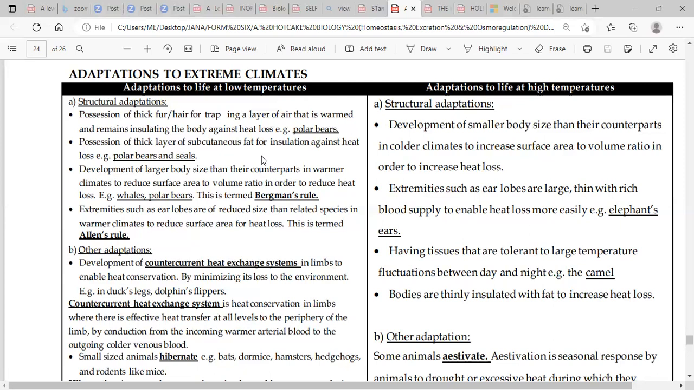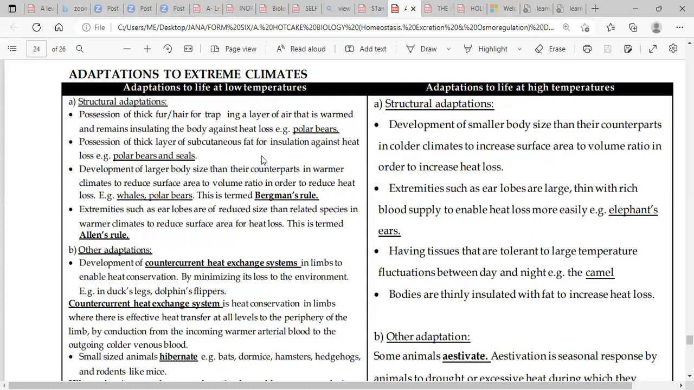Now, how does this work? It works in that there is an effective heat transfer at all levels to the periphery of the limb by conduction from the incoming warmer arterial blood to the outgoing colder venous blood.